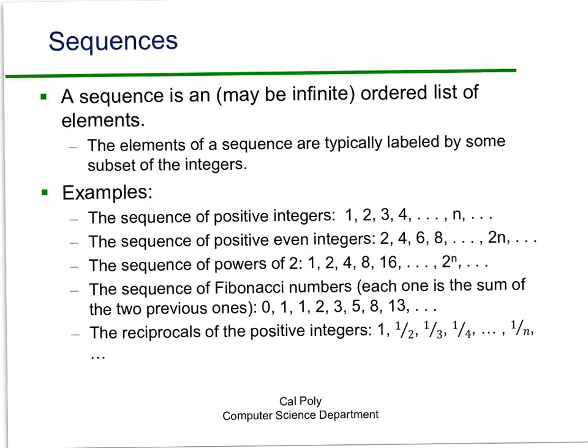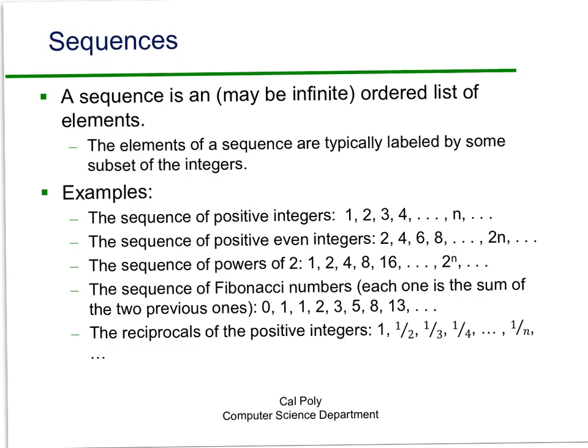Okay, so here are some standard examples you can keep in mind as we go through this and progress in our understanding. Here's a sequence of positive integers. It starts at 1, 2, 3, just the counting numbers. A sequence of positive even integers: 2, 4, 6, 8. A sequence of powers of 2: 2 to the 0 is 1, 2 to the 1 is 2, etc. The sequence of Fibonacci numbers.